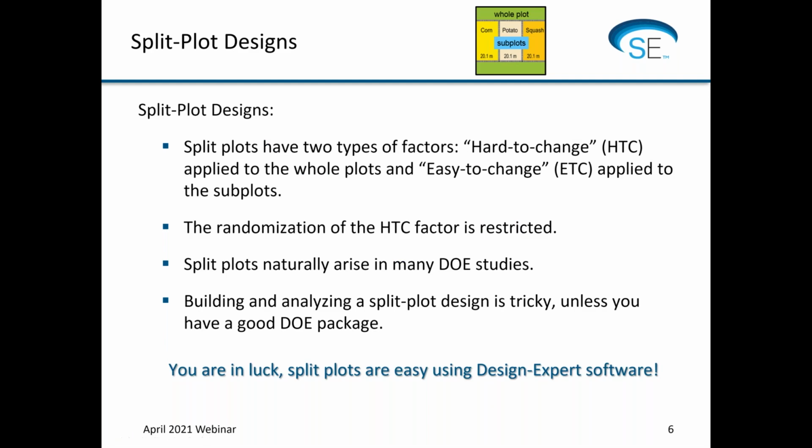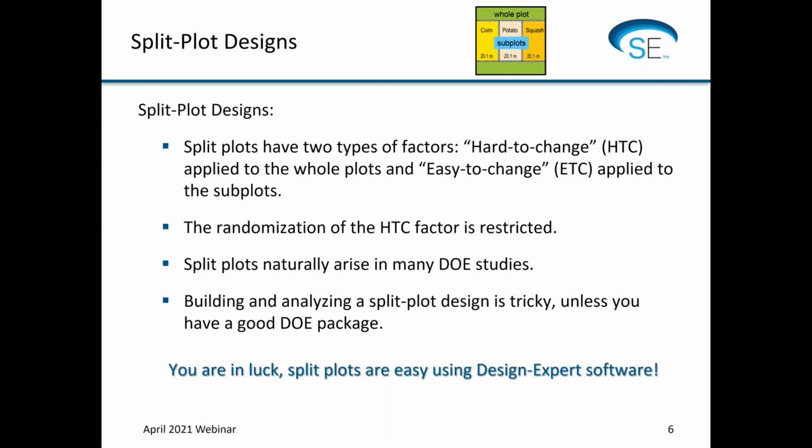Okay, so split plots have two types of factors. First, hard to change factors. These are applied to the whole plots. In older literature, you'll often see these referred to as whole plot factors, and in newer literature they are often referred to as hard to change factors. Then the easy to change factors are applied to the subplots. Again, in the literature you'll see both of those terms when they talk about subplot factors. Those are the easy to change factors. So those are used interchangeably, whether it's a hard to change factor, that's a whole plot factor, or an easy to change factor, that's a subplot factor.